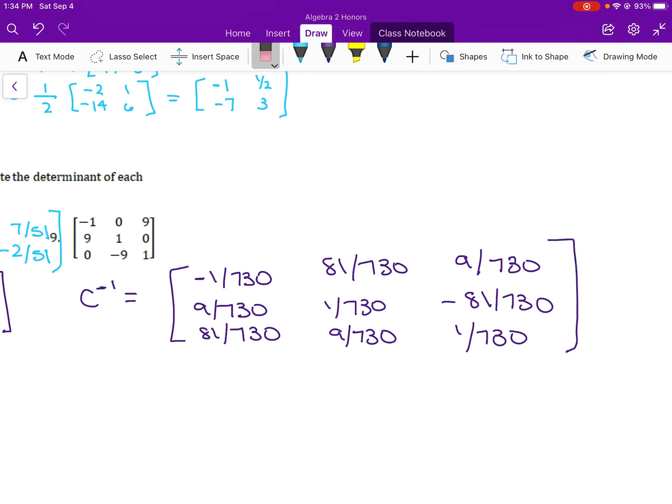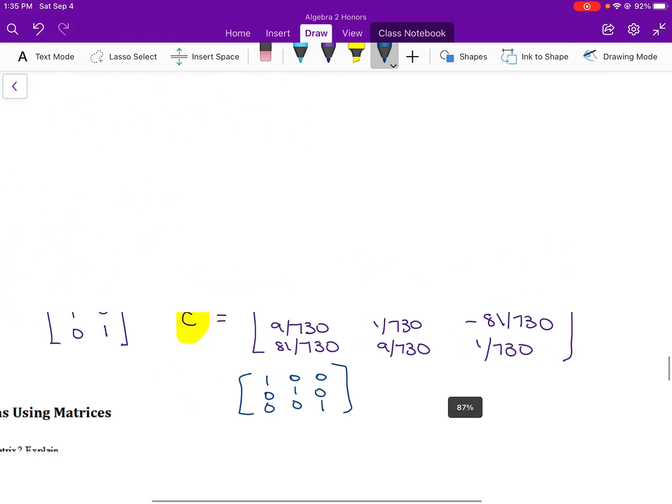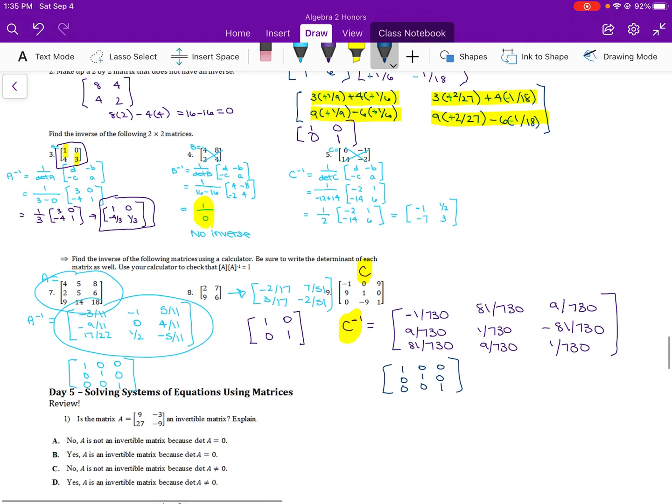Then again, you want to name these two matrices in your calculator and multiply them together to confirm that you get the identity matrix. Our identity matrix here would be 1, 0, 0, 0, 1, 0, 0, 0, 1. Okay, and that's it for today. Again, it's kind of a long process, but that's why we want to see how it works by hand, though you do actually have the functionality in your technology to automate this process.